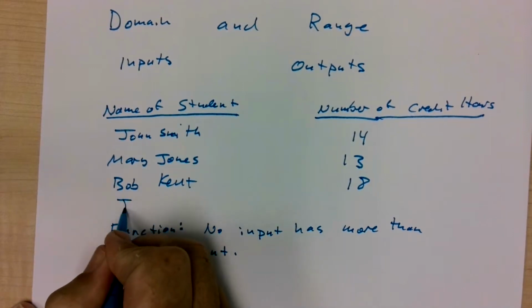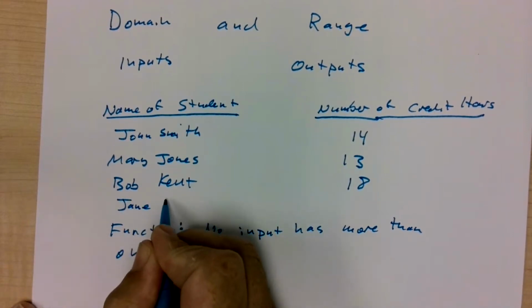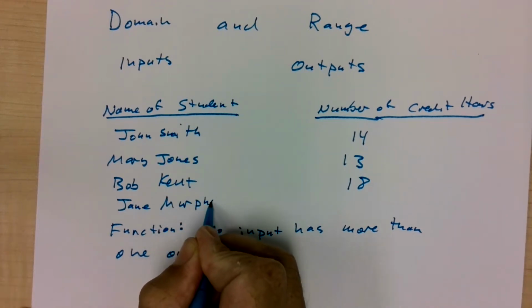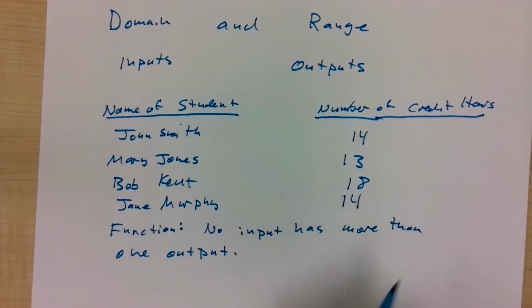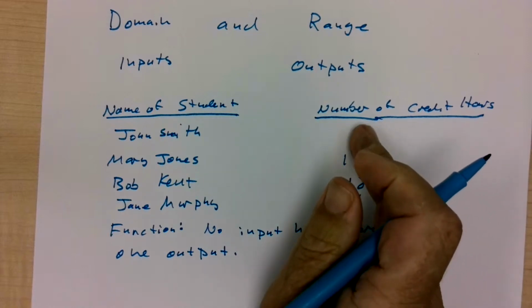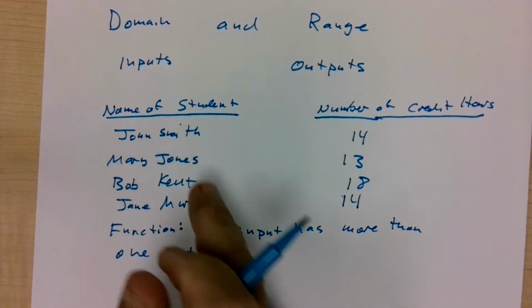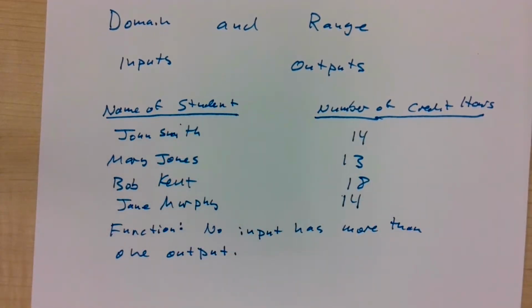Now, certainly we could have a situation where two different students have 14 credit hours. For example, we could say Jane Murphy also has 14 credit hours. That's okay. We could have the same output for two different inputs, but you can't have two different outputs for a given input. That's how something is going to either be a function or not be a function.